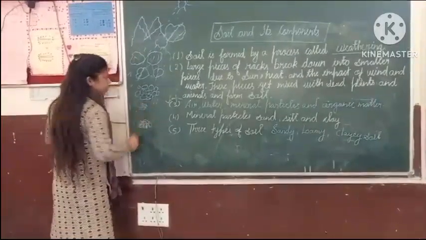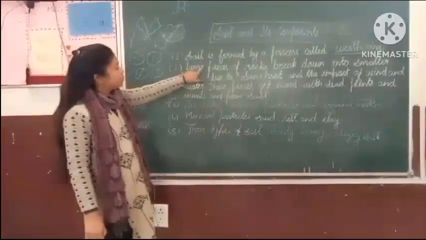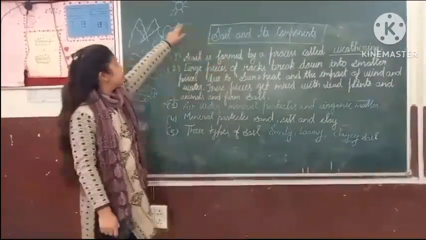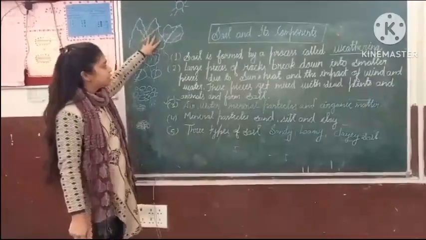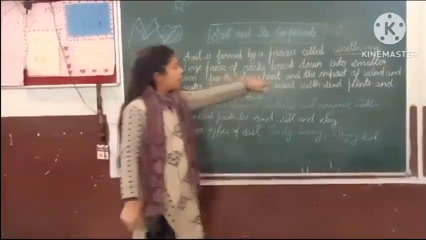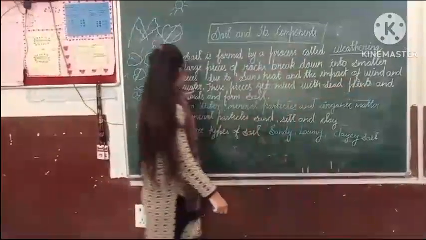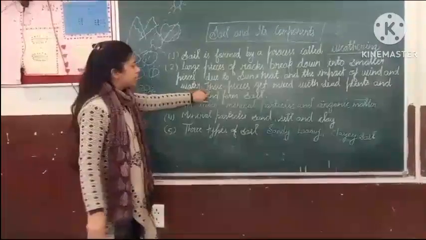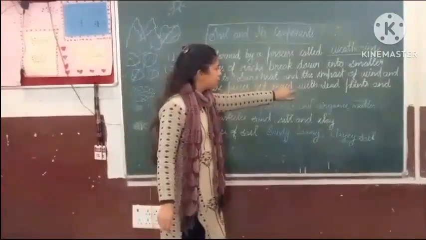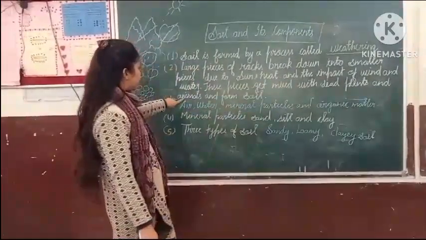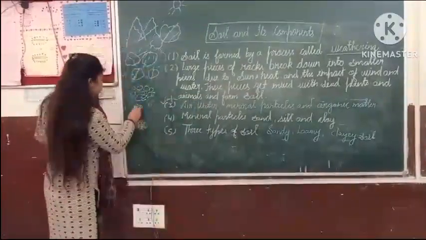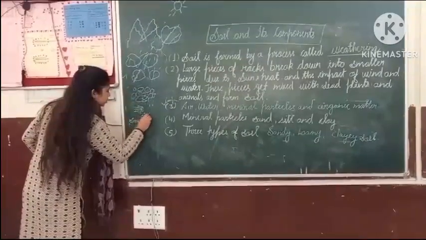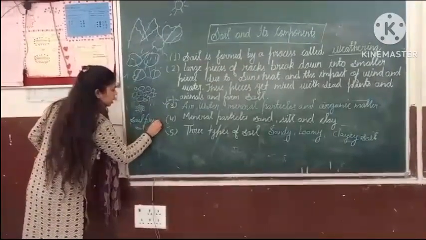Okay, now see. Large pieces of rock break down into smaller pieces due to the sun's heat. When the sun is heating the rocks, they break down into smaller pieces. And with the impact of wind and water, these pieces get mixed with dead plants and animals and form soil. In this way, the soil is formed. Understand?